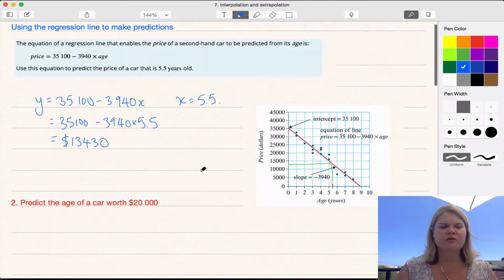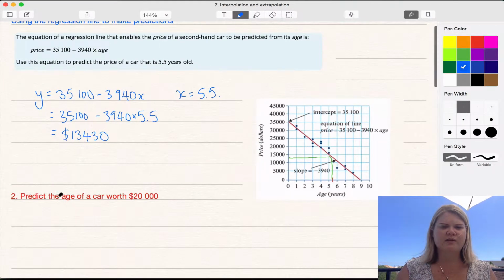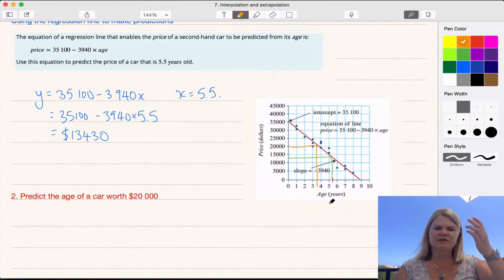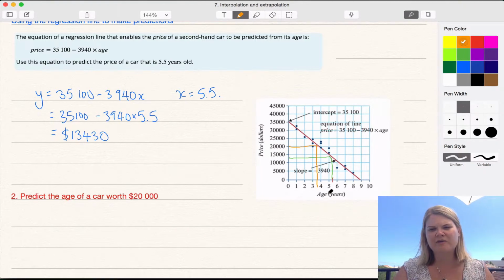You can also do the opposite. Given the number for the y value, here we've got predict the age of a car when it's worth $20,000. So again, we're just going the opposite way. Start at the 20,000, go across to the regression line and down to see what your x value is. So it's about 3.5, maybe 3.6 years.